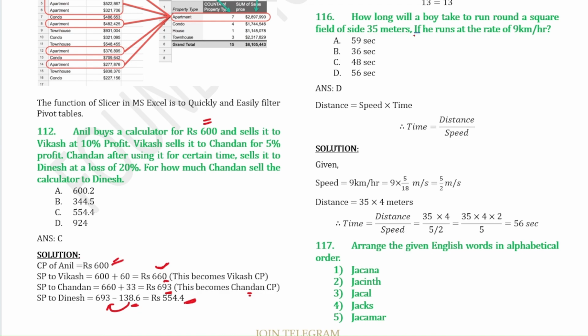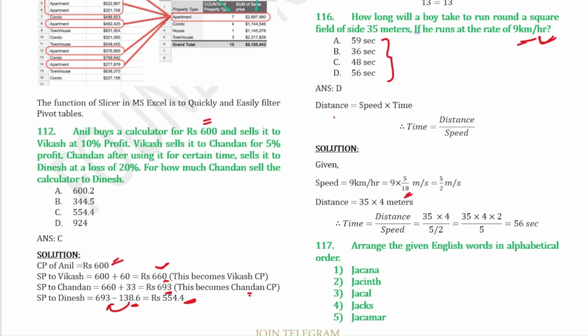Our next question. How long will a boy take to run around a square field of side 35 meters if he runs at a rate of 9 km per hour? So in this question, the options are given in seconds, right? And the speed is given in kilometer per hour. So firstly, you have to convert the unit. Units are very important. To convert kilometer per hour into meter per second, we will multiply it by 5 by 18. So you have to be careful with the unit firstly.